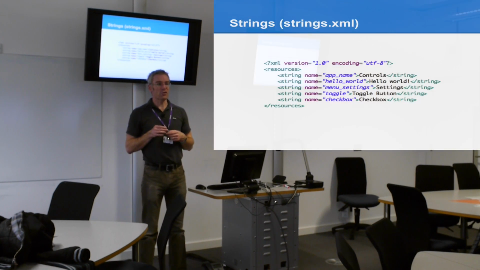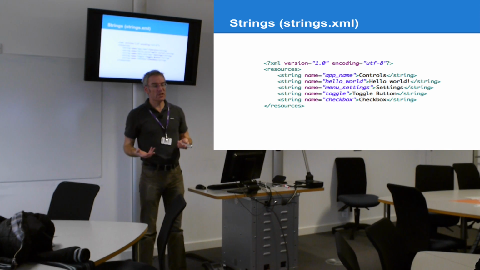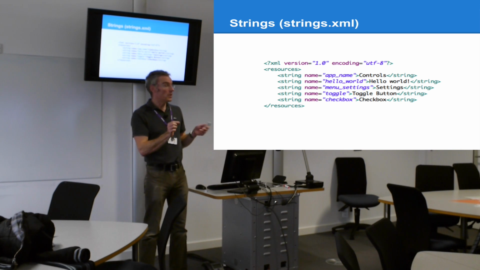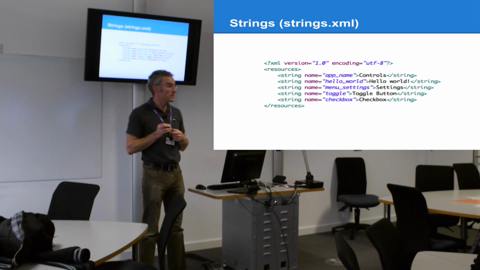Okay, let's have a look at another one. Strings. This is the one you'll change most often. Same schema. You've got your resources tag, and now you've got a string tag. And you've got a name tag just as before. So r.string.app_name will give you controls. r.string.toggle will give you toggle button. And the idea is if you want an internationalized version of your app, you simply email this file to your translators, and they simply replace the contents of those tags with whatever the alternative is.